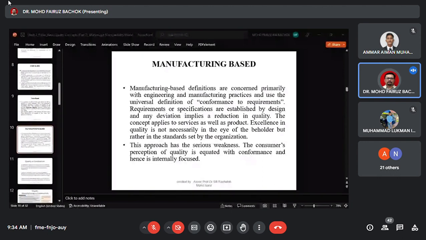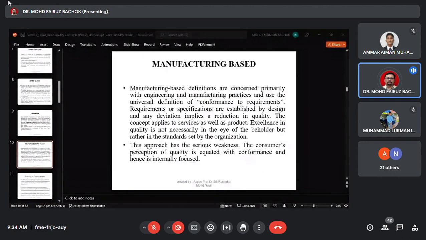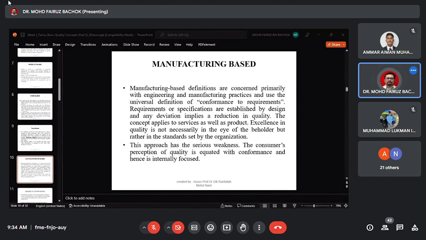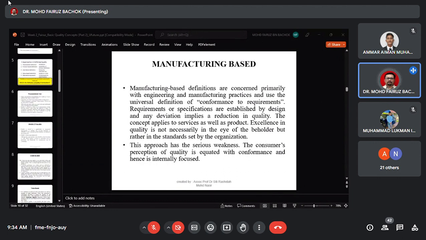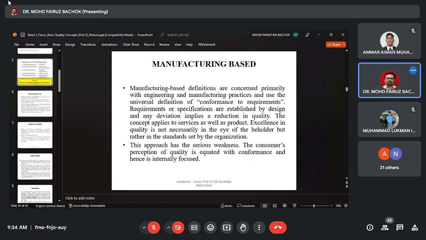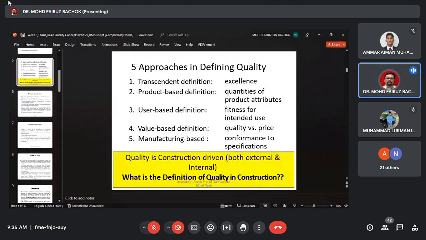So when you have one product, you have to make the first choice. Are you going to focus your product using a transcendent view, or product-based, user-based, value-based, or manufacturing-based? Each of these approaches has its own merit and demerit. So how do you know that you chose the right approach or not? By studying the existing products.